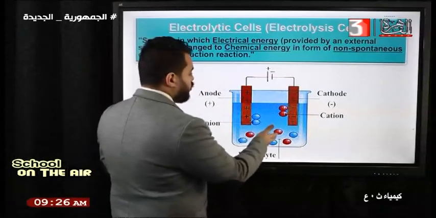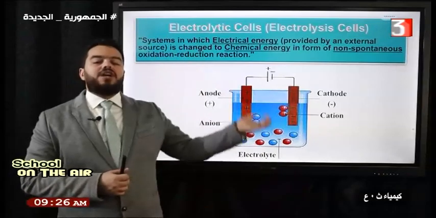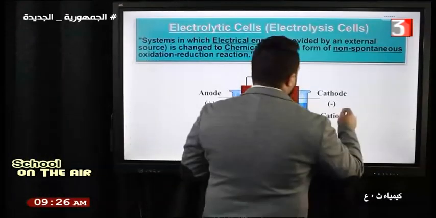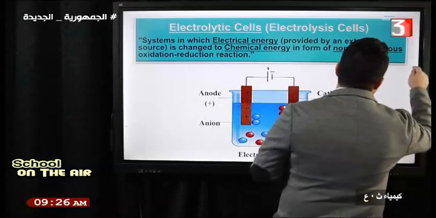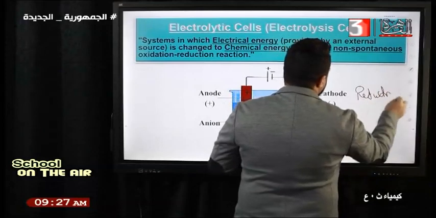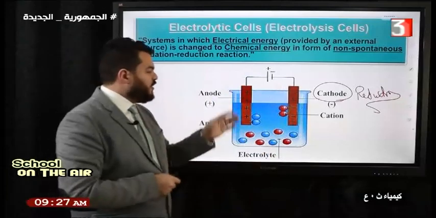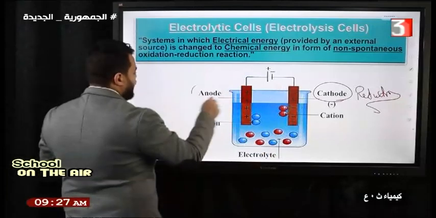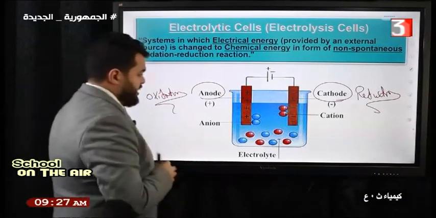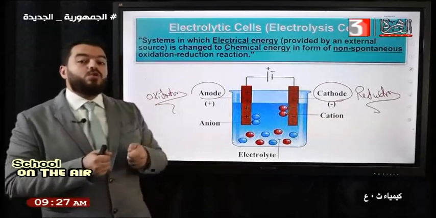The positive ion in the electrolyte will be transferred to the negative pole, and a reduction reaction will occur. We have discussed before that the reduction must be done at the cathode. So here you make a reduction at the cathode electrode. And the negative ion will transfer to the positive rod, which is the anode, so you make an oxidation reaction here.